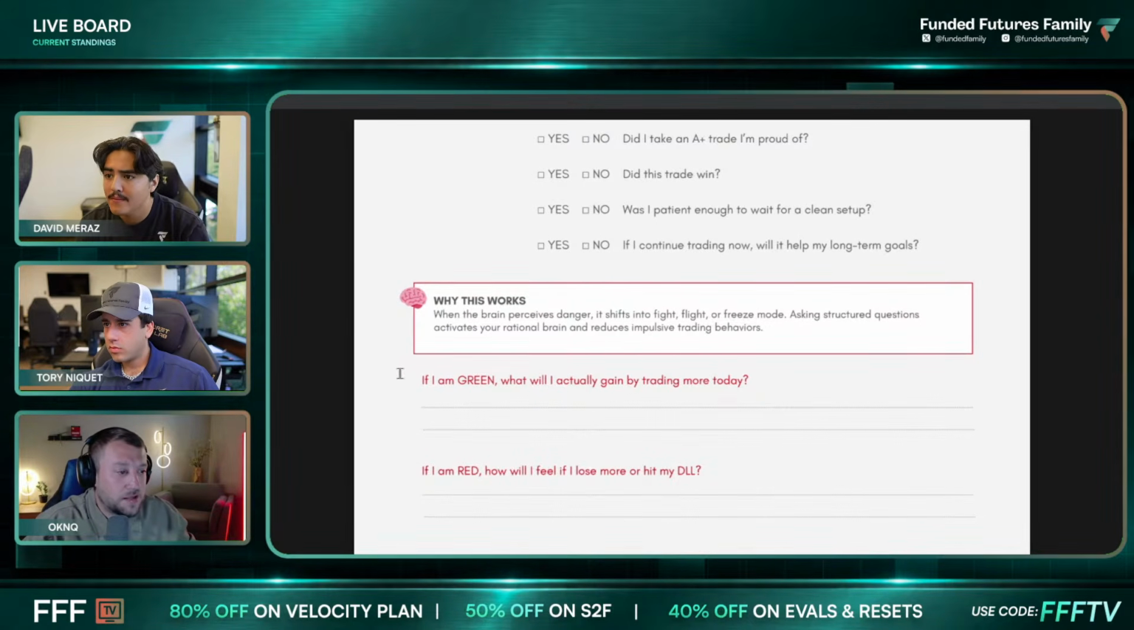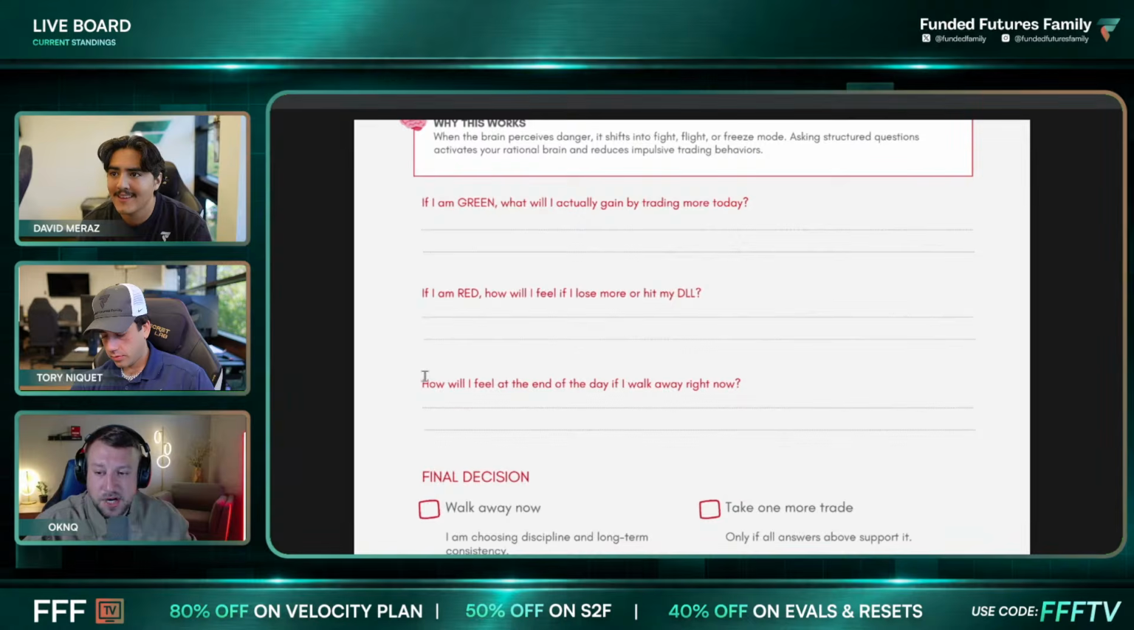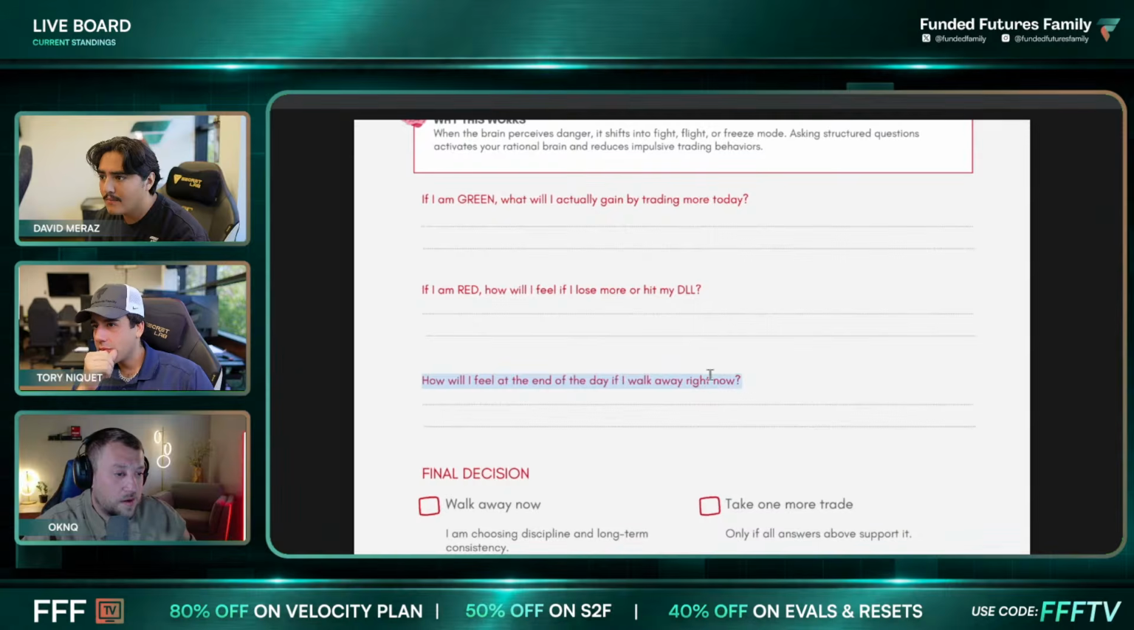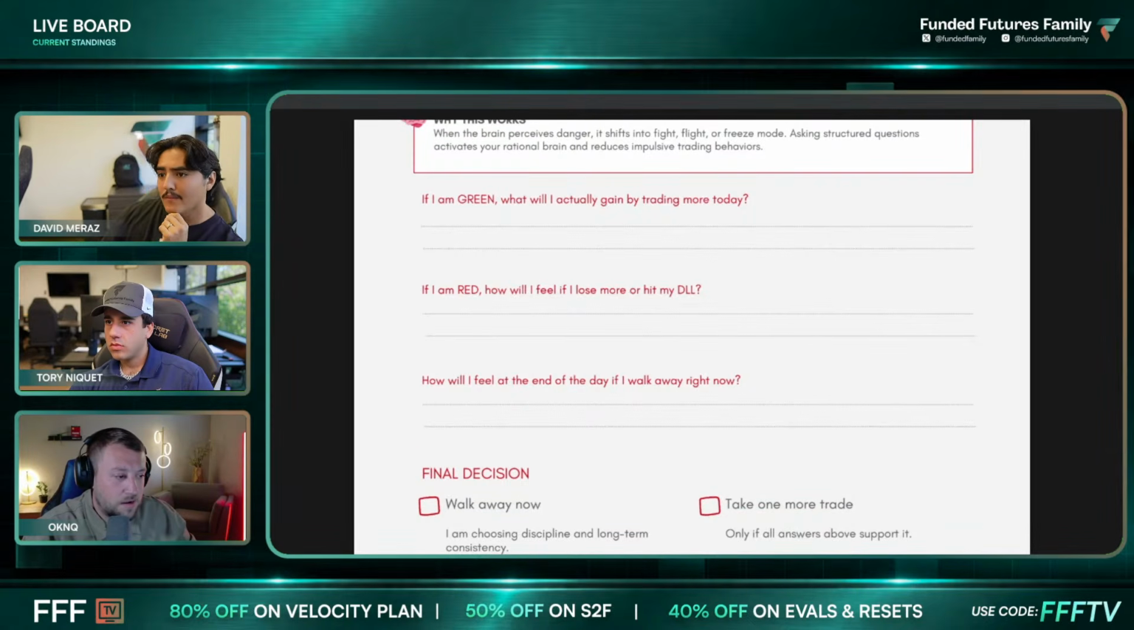Here you answer the rest of the questions. If I'm green, what will I actually gain by trading more today? Probably just more risk. If you're going to keep trading, all you're really doing is adding more risk. You might think you'll make more money, but every time you take a trade, it's risk. That's the very first thing. If I am red, how will I feel if I hit my daily loss limit? No way am I going to do that. How will I feel at the end of the day if I walk away right now? Proud of myself for doing my job and stopping. And then you've got your final decision: walk away or take one more trade, only if all answers above support it.